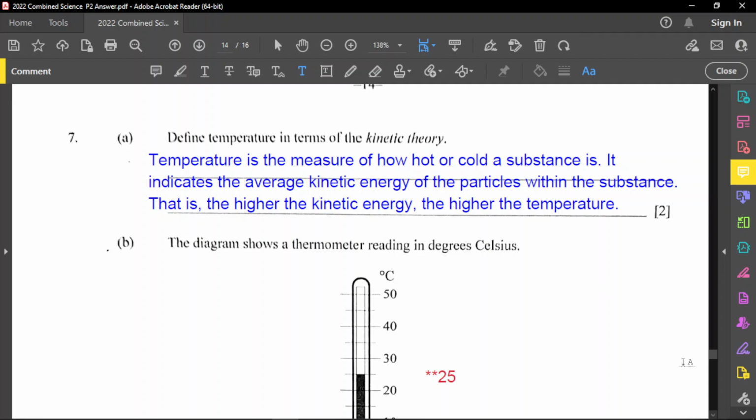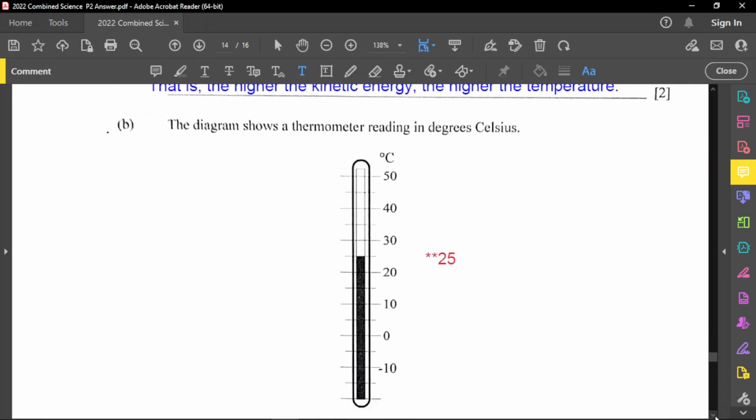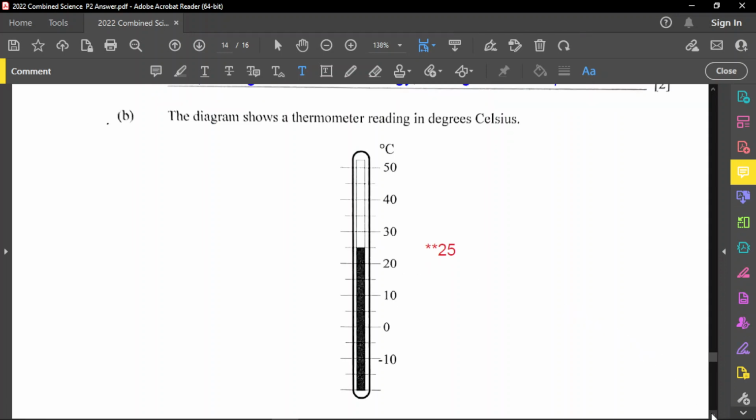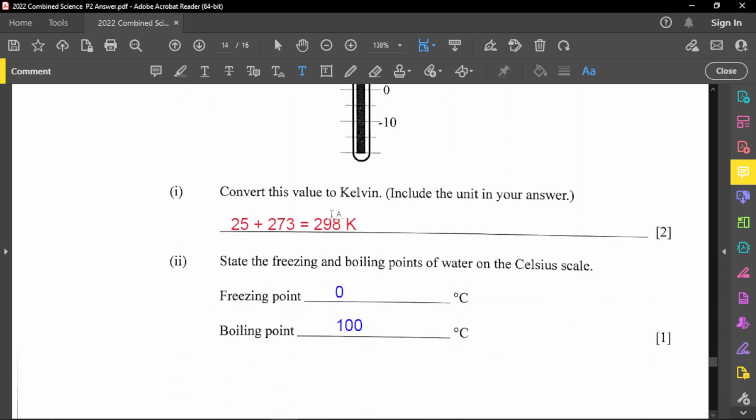All right, so that means if you see higher temperatures on the thermometer, you know that these particles are moving much faster. However, part B, the diagram shows a thermometer reading in degrees Celsius. And the reading right here is 25 degrees Celsius, halfway between 20 and 30. All right, and then here it said convert this value to Kelvin, including the unit in your answer. And so this is 25 plus 273, because from degrees Celsius you add 273, so that gives you 298 Kelvin.